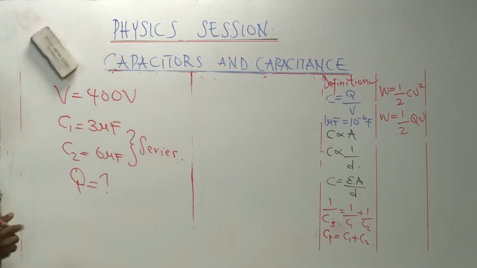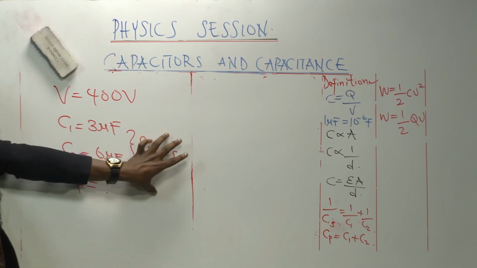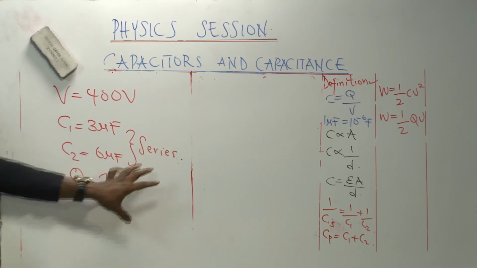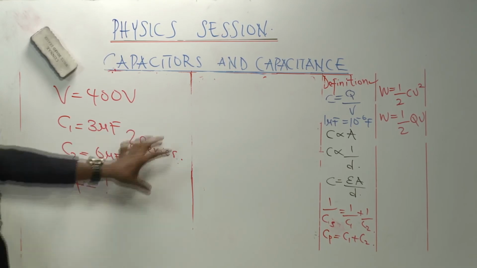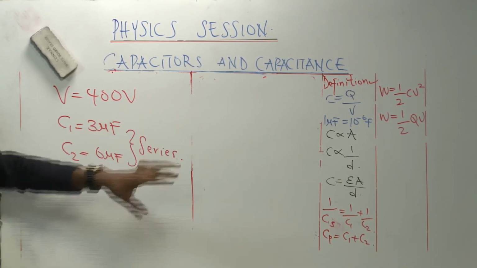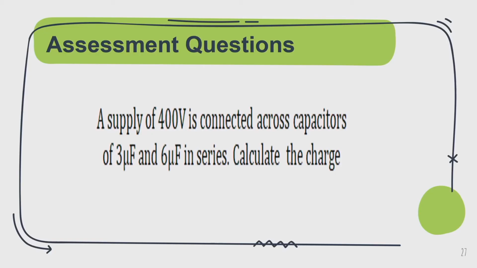Very simple. Let me just give you a hint, and I'm going to leave you to answer it. The first thing you are expected to do is to find the equivalent capacitance of these two. From there, use the formula Q is equal to CV to get your quantity of charge. I'll give you a minute to answer that question. If you have your answers, just type it in the comment section. I'm waiting for your answers.